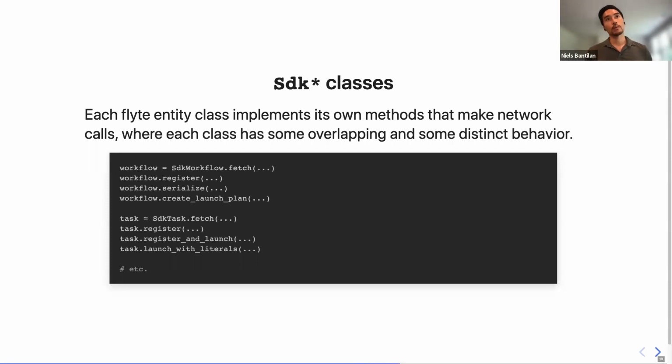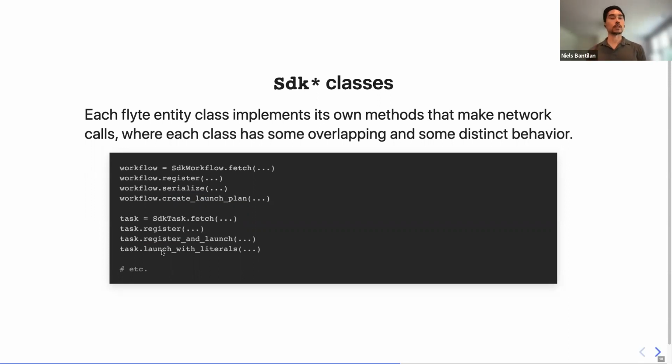And so before, with these SDK star classes, basically each Flyte entity implements its own methods, as I said before, that make network calls, where each class has some overlapping and some distinct behavior, right? So like workflows, you would fetch it, you could register, serialize it, and create launch plans. And then the resulting launch plan is the thing you can execute. And for tasks, you can do a similar thing, but the method names were slightly different.